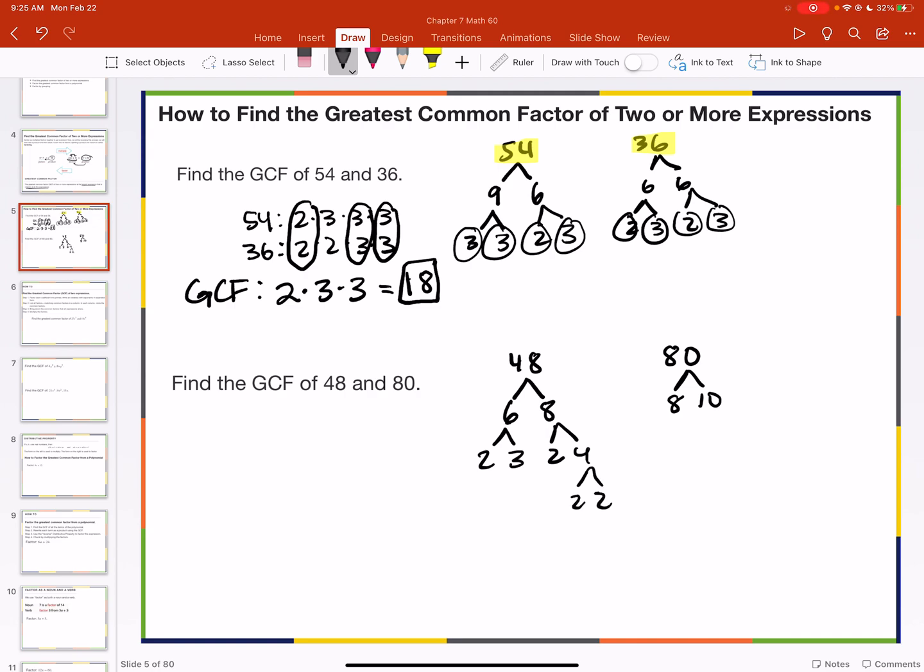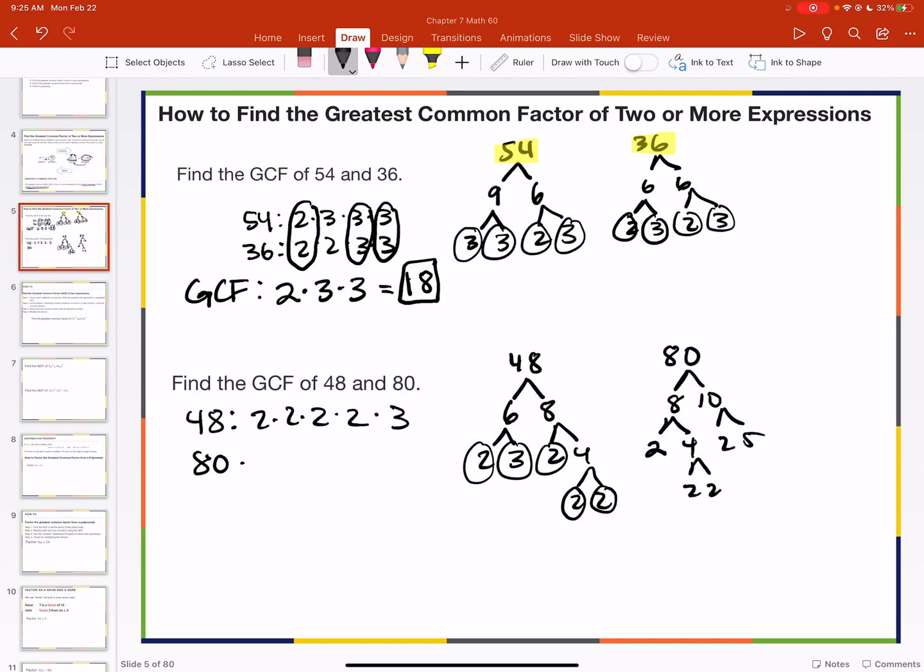So 48 is split into, and you can circle the edges of your tree, 2 times 2 times 2 times 2, and then times 3. And then 80, we have here 2 and 4, 2 and 2, 2 and 5. So 2 times 5. Oh, times 2. There should be a 2 in here because there are four 2s, right?